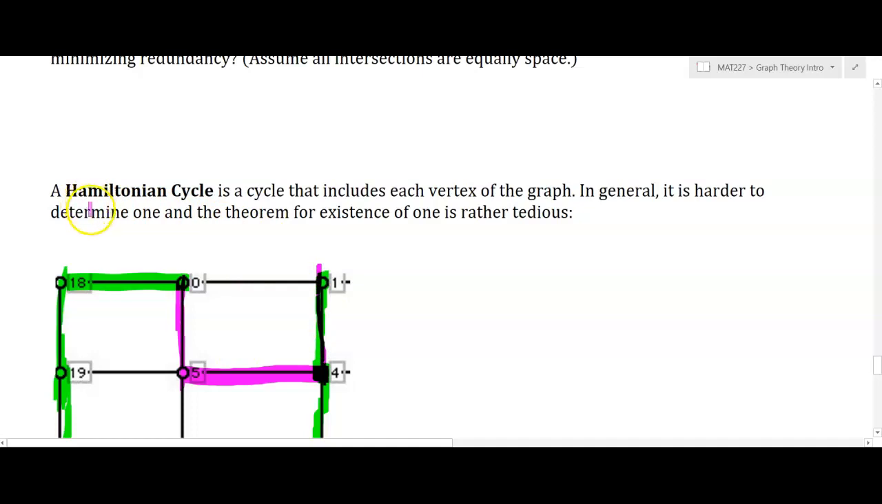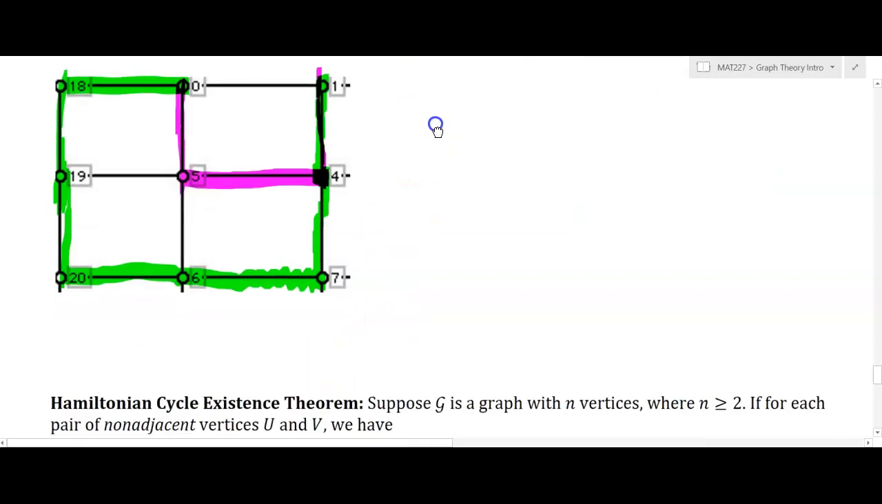And the process of being able to start and stop at a vertex, visiting every vertex exactly once, is what's known as a Hamiltonian cycle. So it's a cycle that includes each vertex of the graph. In general, it is harder to determine one, and the theorem for existence of one is rather tedious. So we don't focus a whole lot on Hamiltonian cycles.